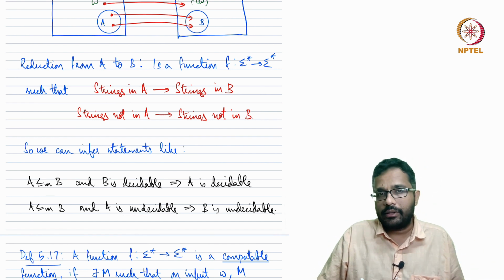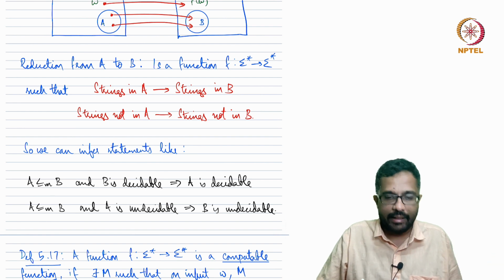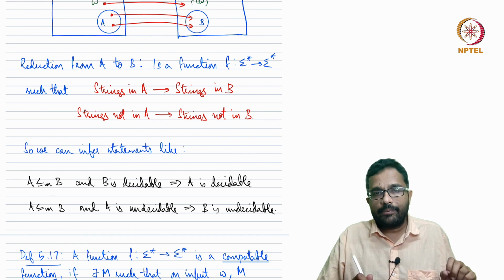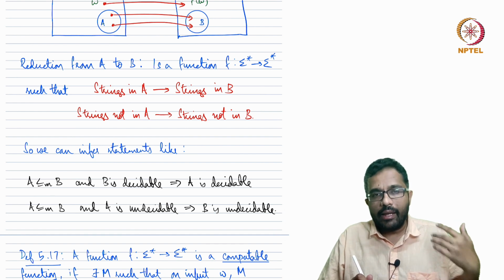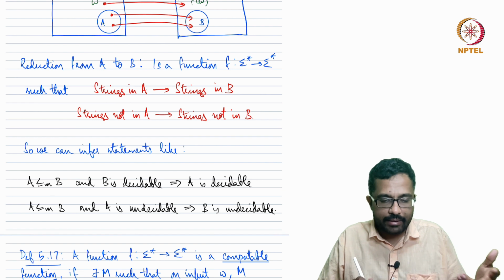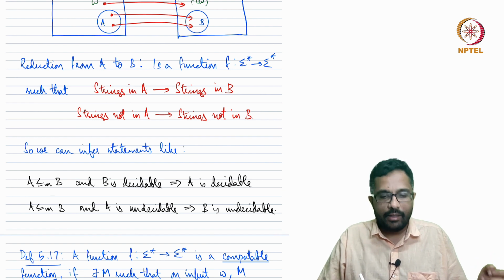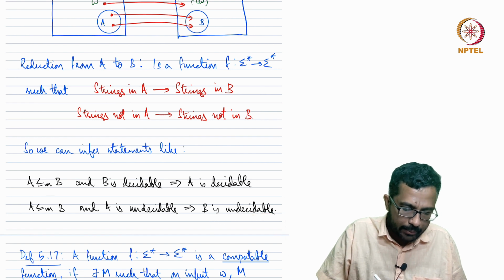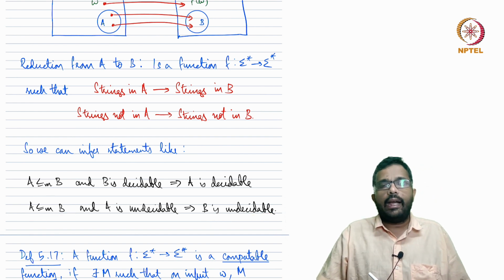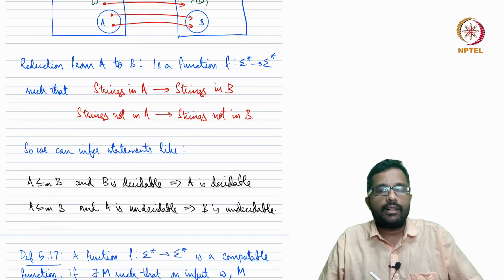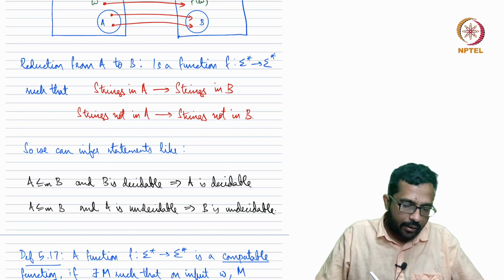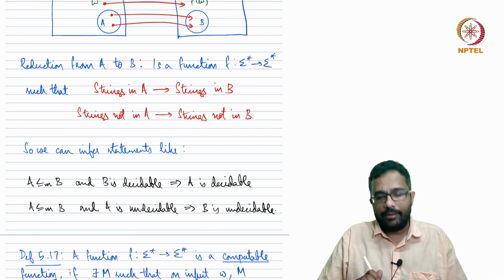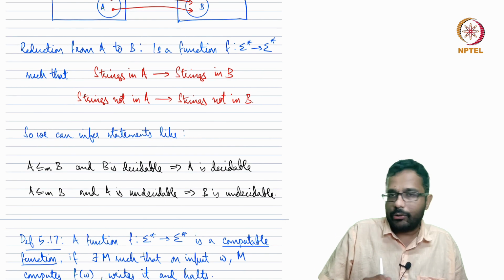Suppose A is reducible to B and A is undecidable, right? Suppose there is no way to decide A, then this also implies that B is undecidable. This is because if B was decidable, then since A reduces to B, B's decidability gives a decidability for A. So B cannot be decidable. So these are the two main inferences that we get, and we'll come back to this.